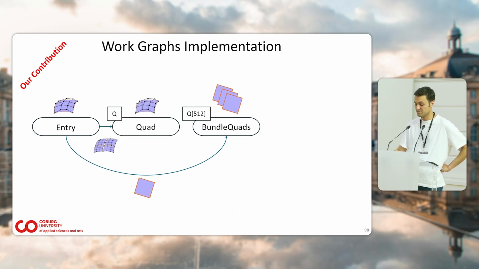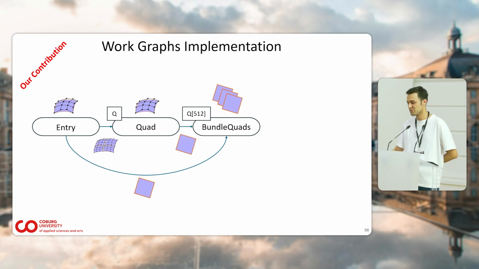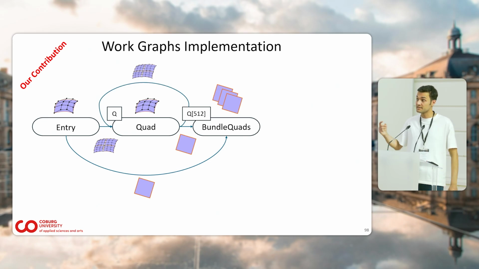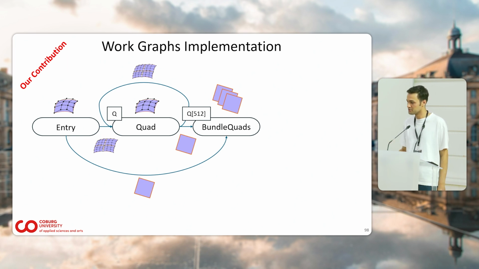And if we have to subdivide, we will pass it to a quad node, and that works on a base patch. A quad node does a quite similar thing. It will take a decision: do we want to render or do we want to subdivide? If we want to render, we pass it to bundle quads. If not, we recursively call the very same node. And that's an interesting point about work graphs. You have trivial recursion in comparison to usual GPU programming. You do not have recursion in your shaders.